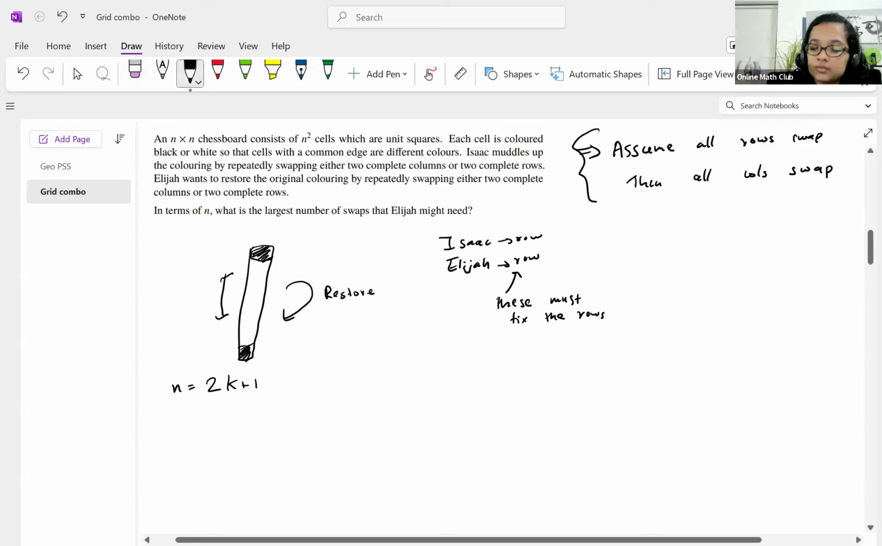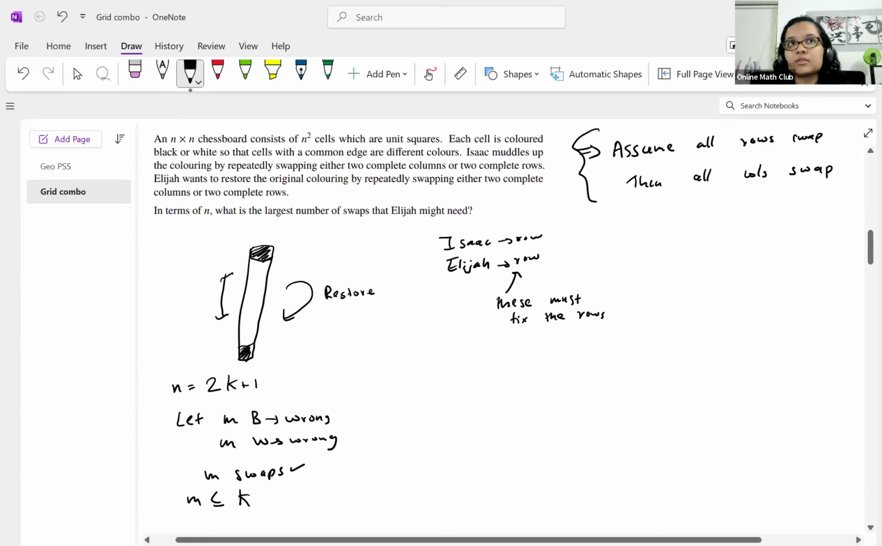Yes, that is true. So the worst case would be all the blacks are in the whites and all the rest of the whites are in the rest of the open blacks. So if you just swap them, that is true. So we're supposing that m blacks are in the wrong position, then m whites would also be in the wrong position. So then you can just do m swaps. And the maximum value of m would be k because you can't have more than 2k in the wrong position.